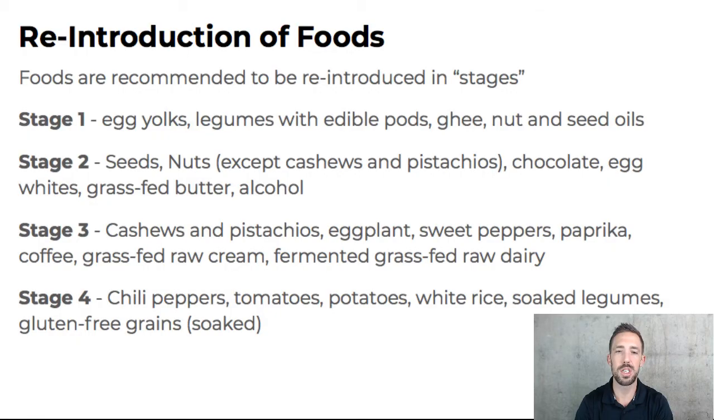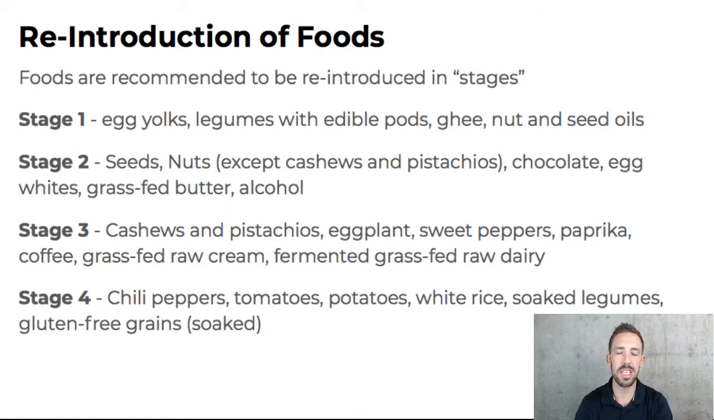So you eliminate these foods and then you reintroduce them. Foods are recommended to be reintroduced in stages. This is according to Dr. Sarah Ballantyne, and some people teach it differently. And if you're working with somebody, sometimes it's a lot different if things are customized. But stage one is your egg yolks. These are some of the least reactive foods. So your egg yolks, then some of your legumes with edible pods, like your snap peas and your green beans and things like that.